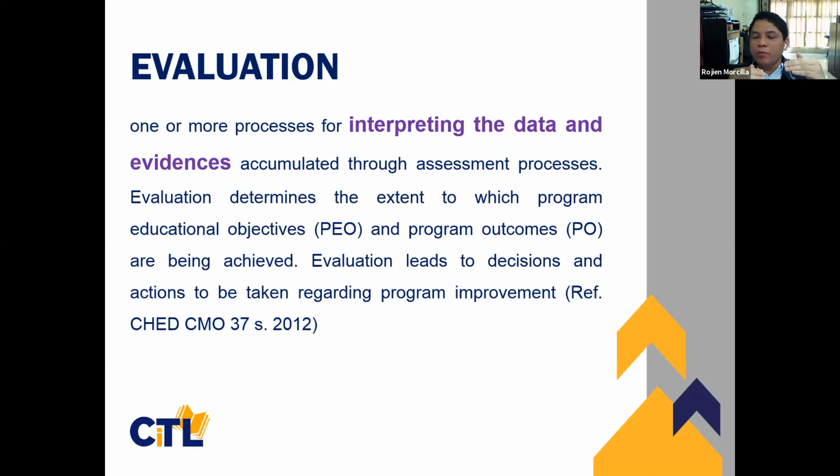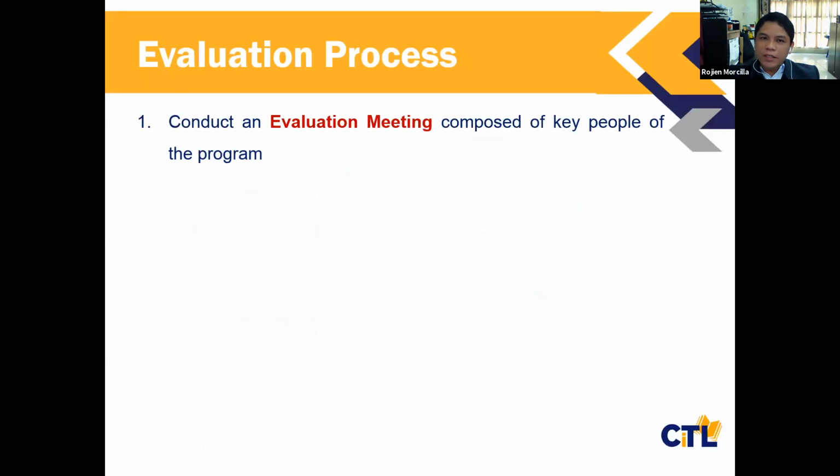So you adjust, because the purpose of CQI is quality improvement. We cannot have no action to take. After you see the results, there should be an action that should be done. So the evaluation process goes like this. Number one, you conduct an evaluation meeting composed of the key people of the program.